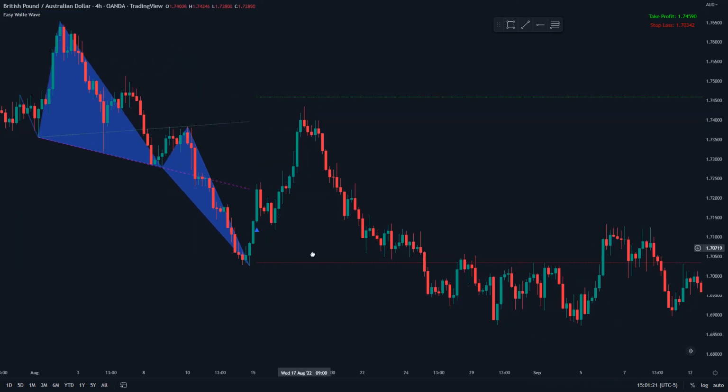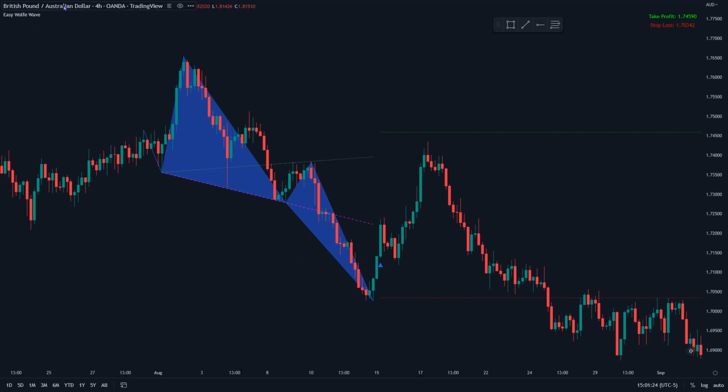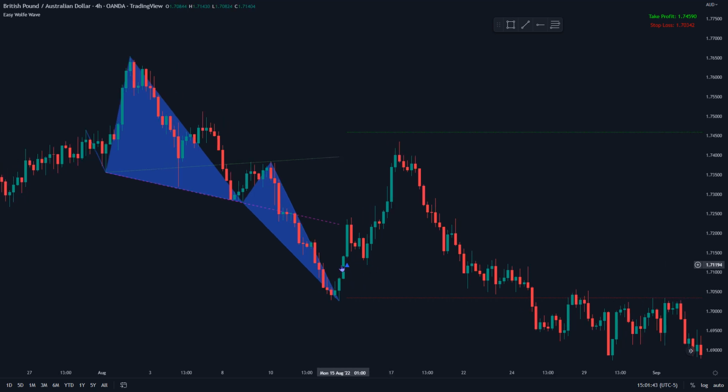So as we can see in this example, British pound, Australian dollar, 4-hour chart, the bullish wave has formed, and now as price breaks above this angle, just barely, but it does it with this candle, you get the blue arrow basically indicating that this is now valid for the breakout up move. Obviously, we get a retracement, which is to be expected after a breakout, but then it moves on up.